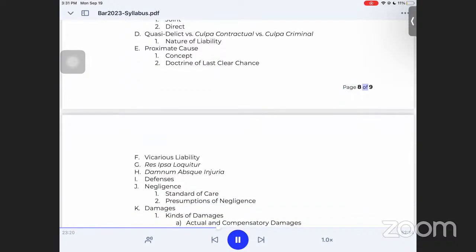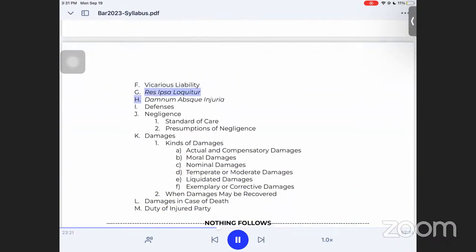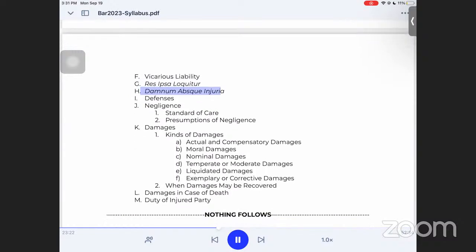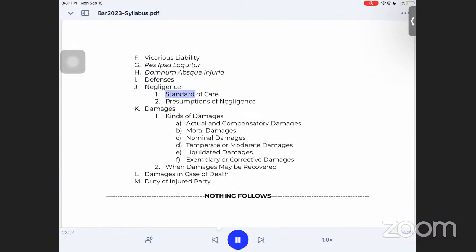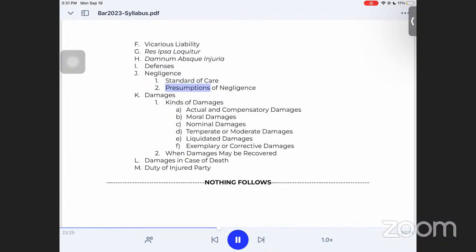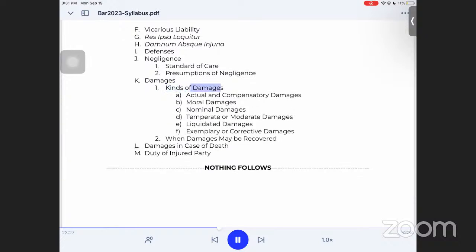Page 8 of 9. F. Vicarious liability. G. Res ipsa loquitur. H. Damnum absque injuria. I. Defenses. J. Negligence. 1. Standard of care. 2. Presumptions of negligence. K. Damages. 1. Kinds of damages.